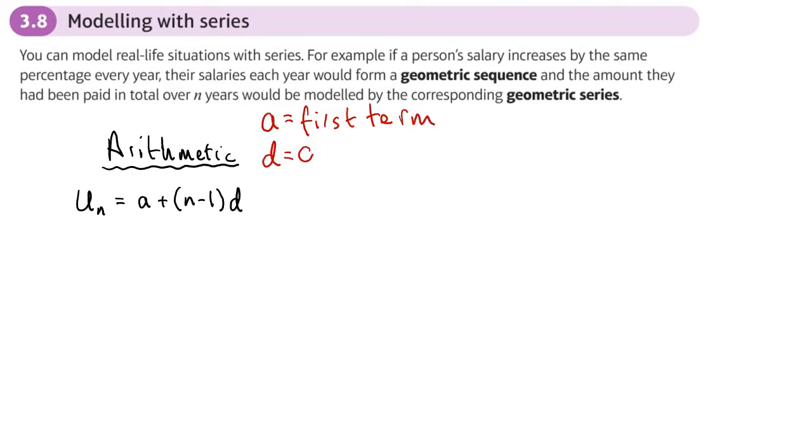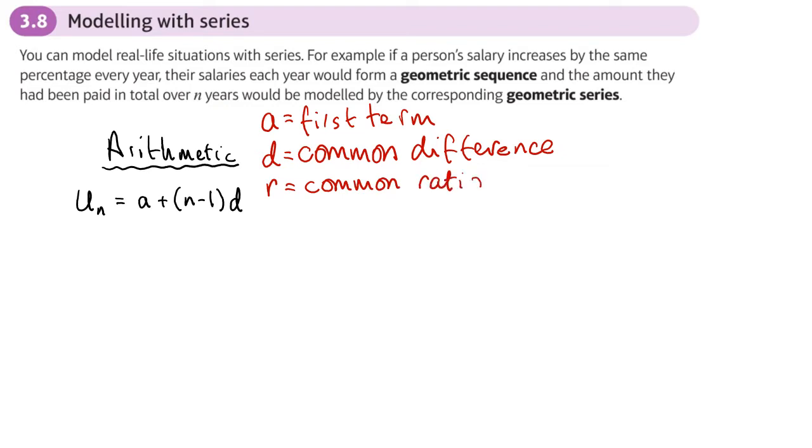D is what we call the common difference. So how much does it go up by in each term from one term to the next, the term to term rule. And r, when we do the geometric, is going to be the common ratio. So that will give us the nth term, un equals a plus n minus 1 differences. If we want the sum of n number of terms, that's going to be n over 2 times 2a plus n minus 1 d.